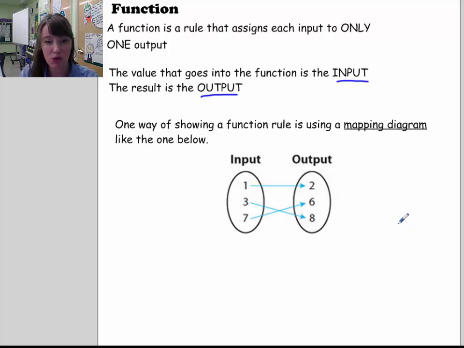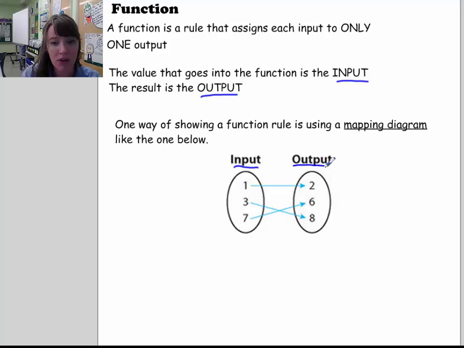One way of showing a function rule is using a mapping diagram. So the mapping diagram typically uses ovals to indicate the set of numbers that are considered the input set. And it uses one-sided arrows or rays, right, where the ray begins at a certain number and is brought to another number. Okay, so the input is in one oval and the output's in another oval, and the rule that assigns each input to one output is shown by the arrowhead here.